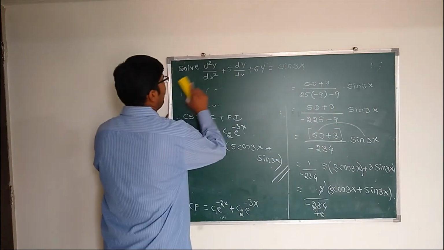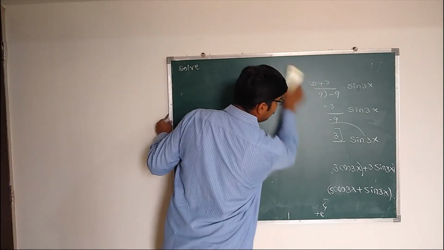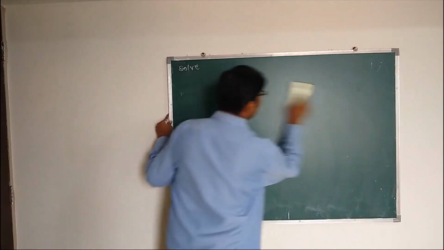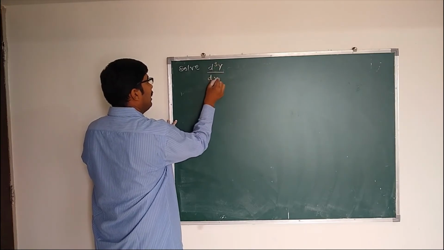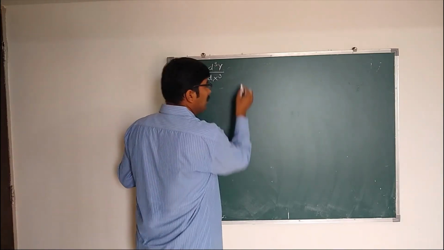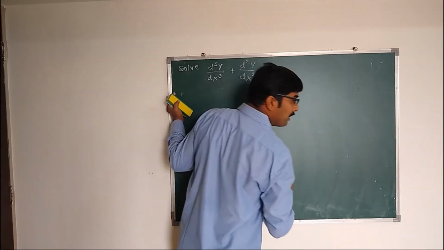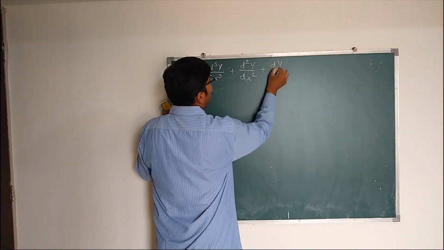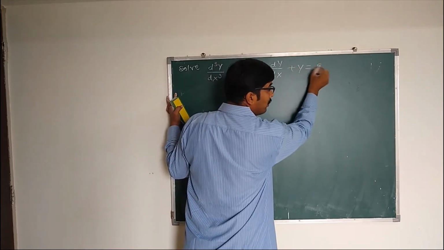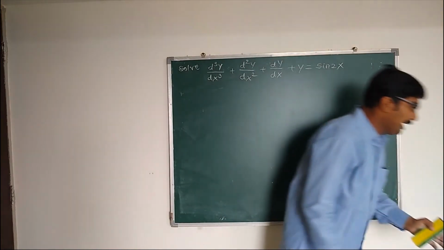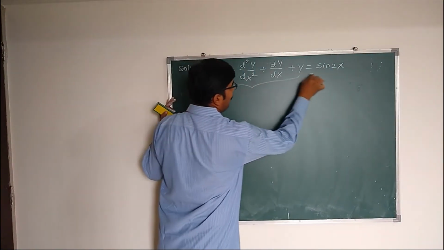Solve d cube y divided by dx cube plus d square y divided by dx square plus dy divided by dx plus y is equal to sine 2x. So this is the first part and this is the second part.